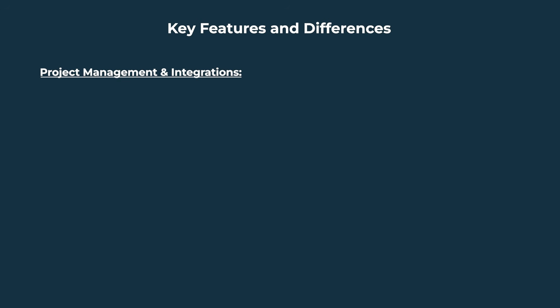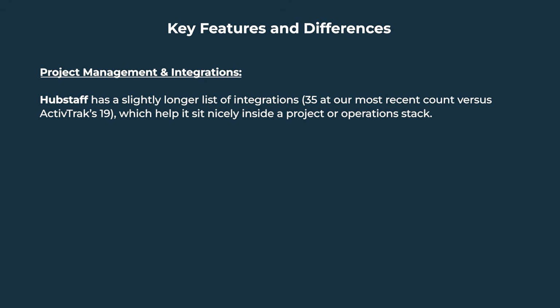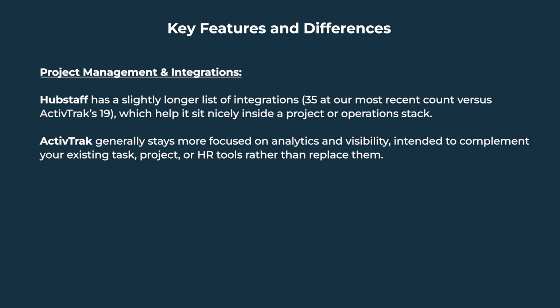Project management and integrations. Hubstaff has a slightly longer list of integrations, 35 at our most recent count versus ActivTrak's 19, which help it sit nicely inside a project or operations stack. ActivTrak generally stays more focused on analytics and visibility, intended to complement your existing task, project, or HR tools rather than replace them.